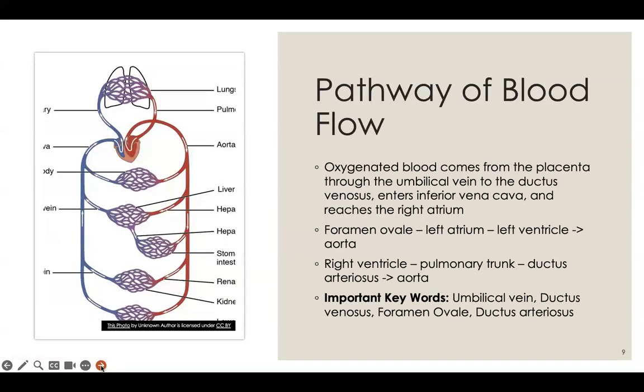Pathway of blood flow. From the placenta, oxygenated blood travels through the umbilical vein and the ductus venosus to the inferior vena cava, then right into the right atrium. From the right atrium, the blood will have two main pathways. So some of the blood will flow through the foramen ovale into the left atrium, to the left ventricle, and out of the aorta. The rest of that blood will flow from the right atrium to the right ventricle, into the pulmonary trunk, and through the ductus arteriosus to the aorta. Both of these pathways will deliver blood to developing tissues and the brain.